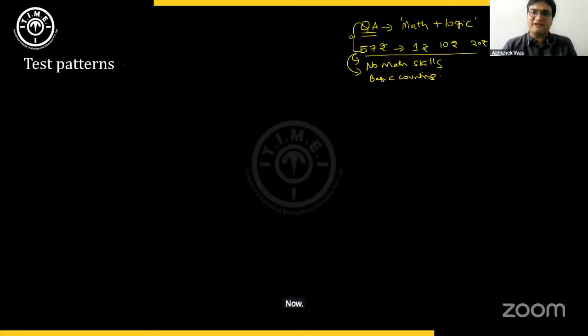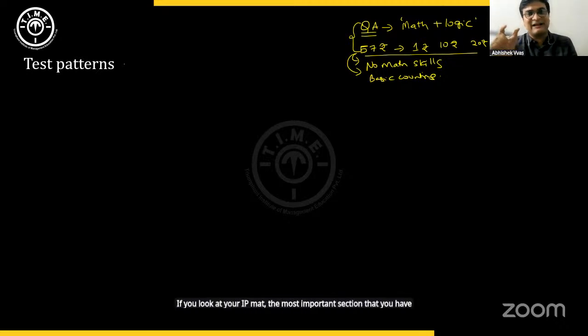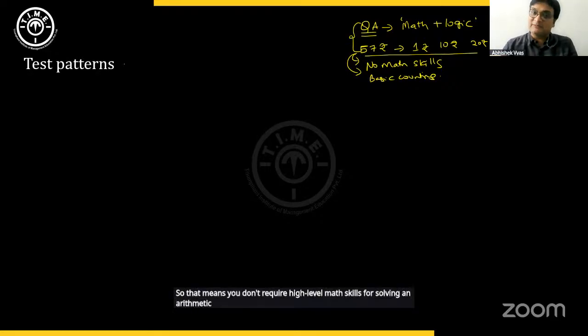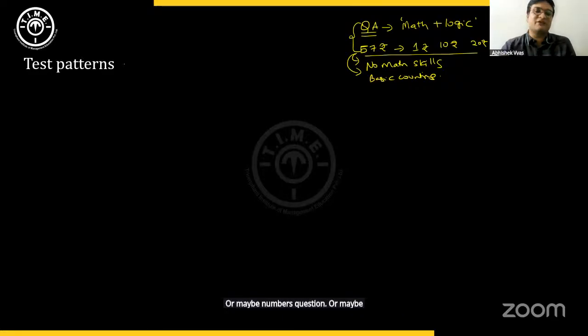Now, most of the questions that you get in your IPMAT represent the same aspect again: it's not pure maths that you have most of the time. We'll be talking about that in the session as well. If you look at your IPMAT, the most important section is arithmetic. And when we talk about arithmetic, it is most of the time pure common sense. So you don't require high level math skills for solving an arithmetic question. Sometimes even for an algebra question, or a numbers question, or a permutation combination question, no math skills as such are required.